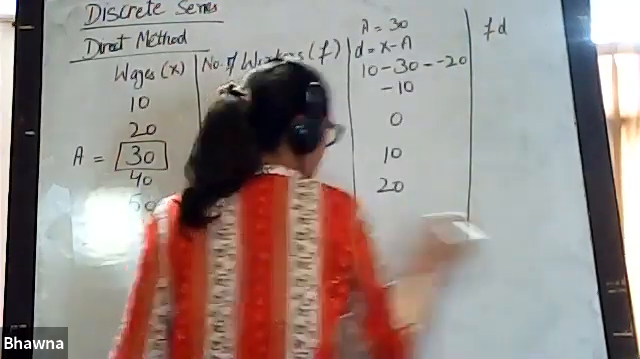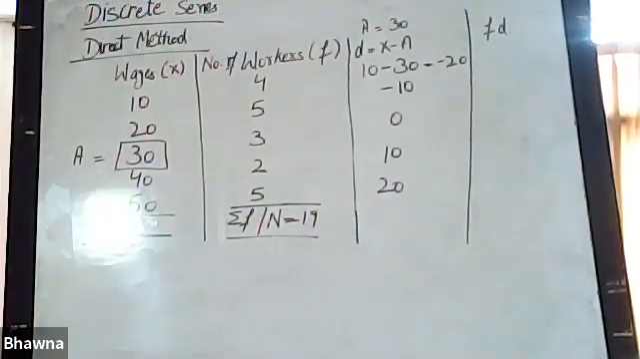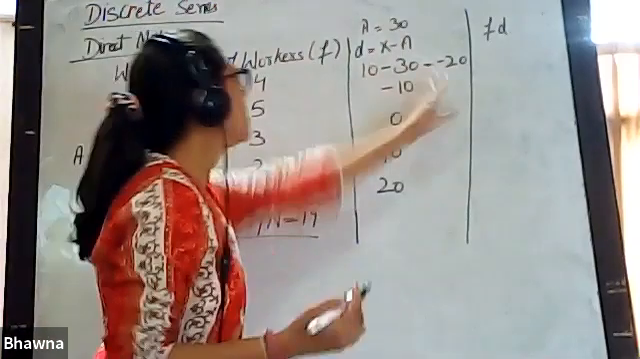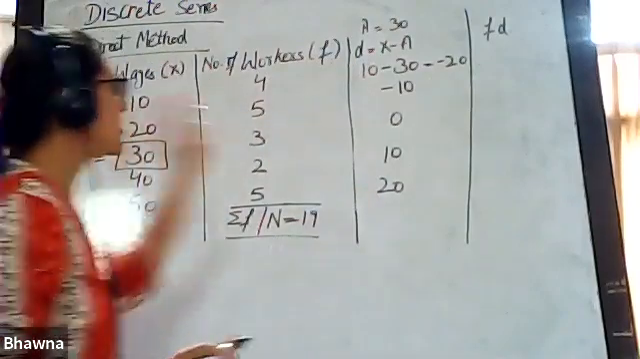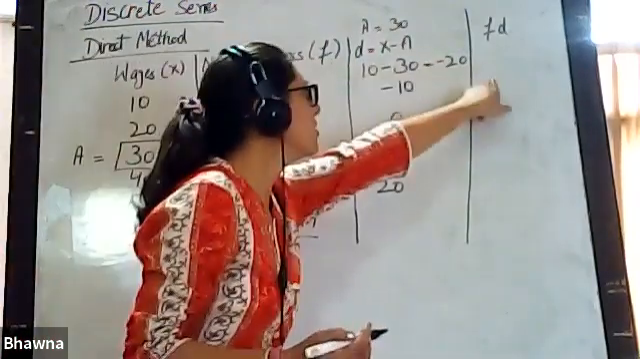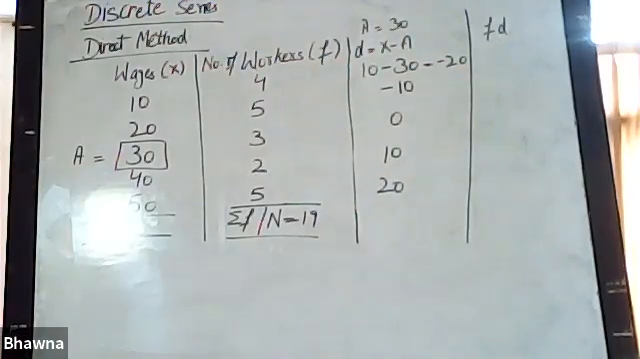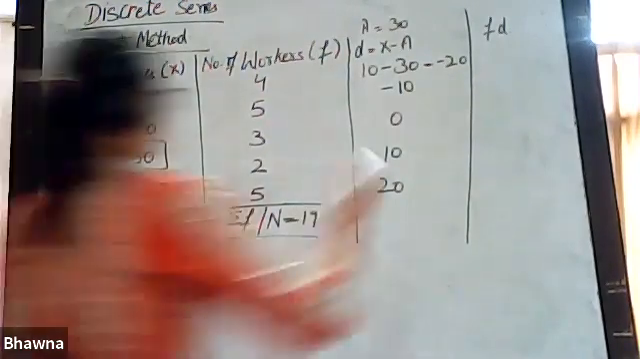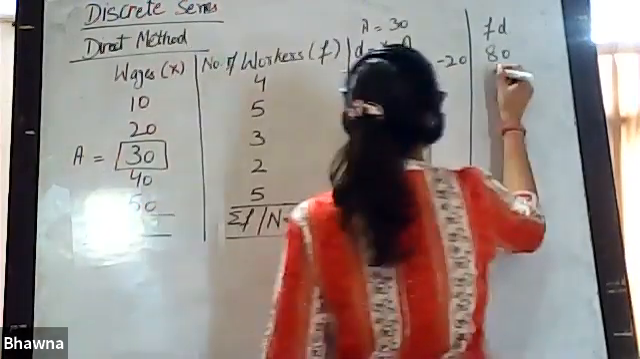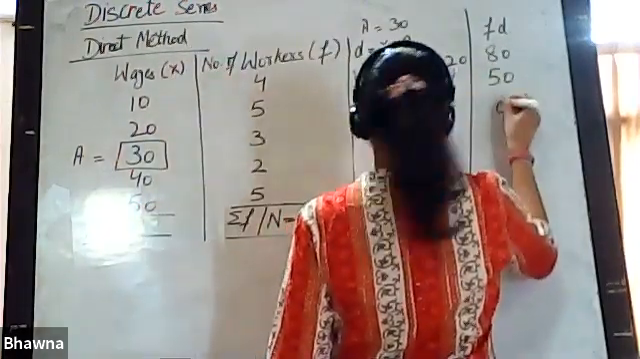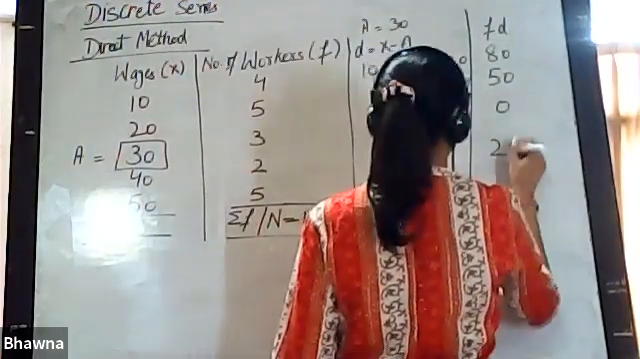Now we have to calculate FD. This is very simple because we have the values of F here and the values of D here. Multiplying both the values with each other, we can solve the values of FD. 4 into 20 is equal to 80. 10 into 5, 50, 0, 20 and 100.